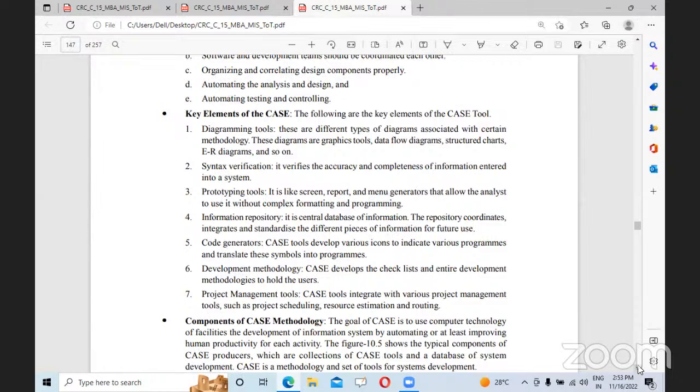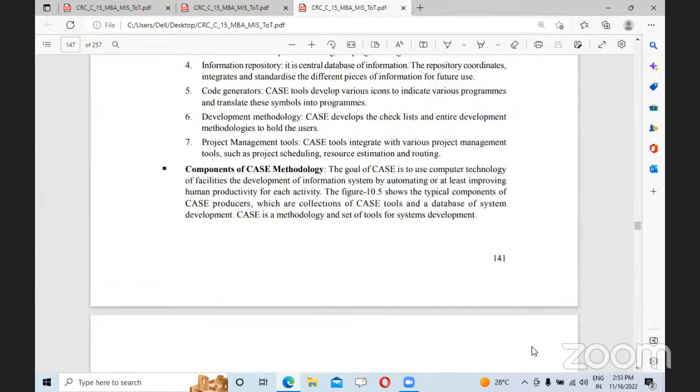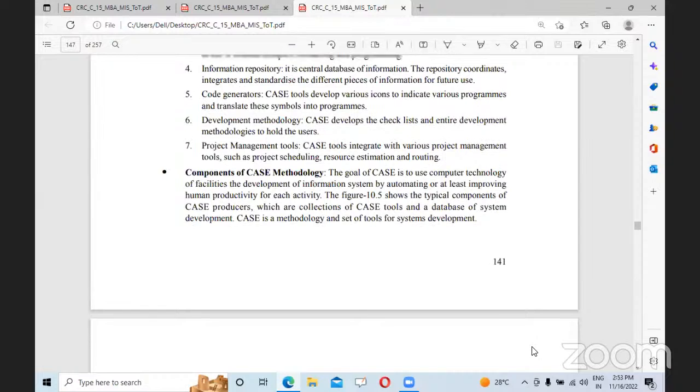Next point is code generators. CASE tools develop various icons to indicate various programs and translate these symbols into programs. Development methodology. CASE develops the checklist and entire development methodologies to guide the users. Project management tools. CASE tools integrate with various project management tools such as project scheduling, resource estimation, and routing. Means in PMP, project management program, we will have all these basic concepts, particularly which we discussed right now.